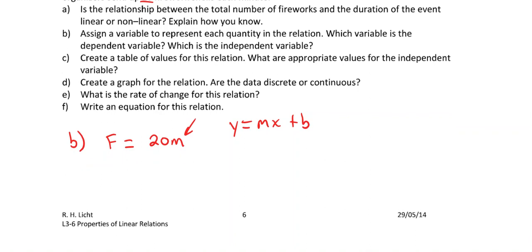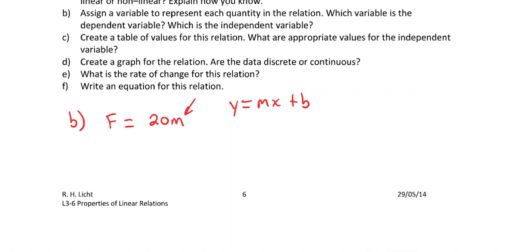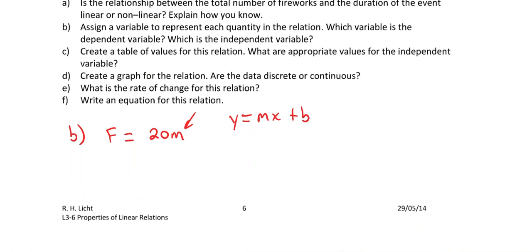Okay. Now, let's create a table of values. So if we were creating a table of values for this one, so here I'm going to C. And we'll call M on this side and F on this side. So M will be our independent variable and F will be our dependent variable.